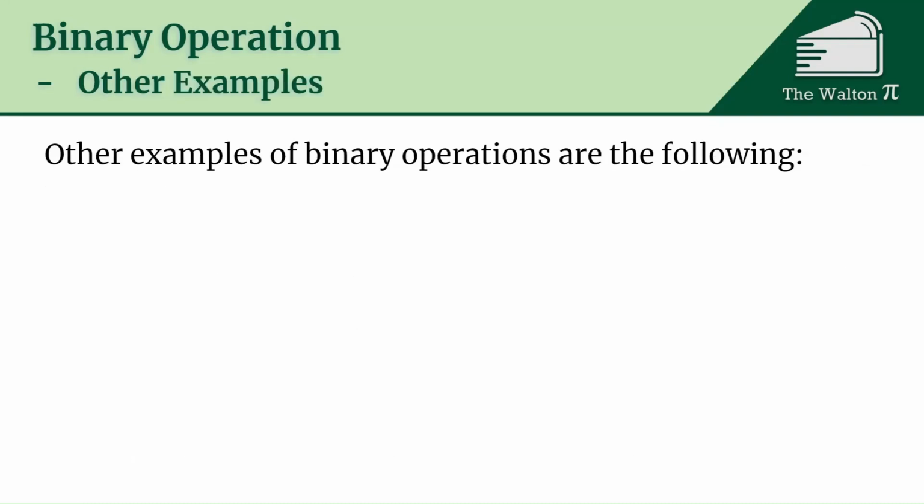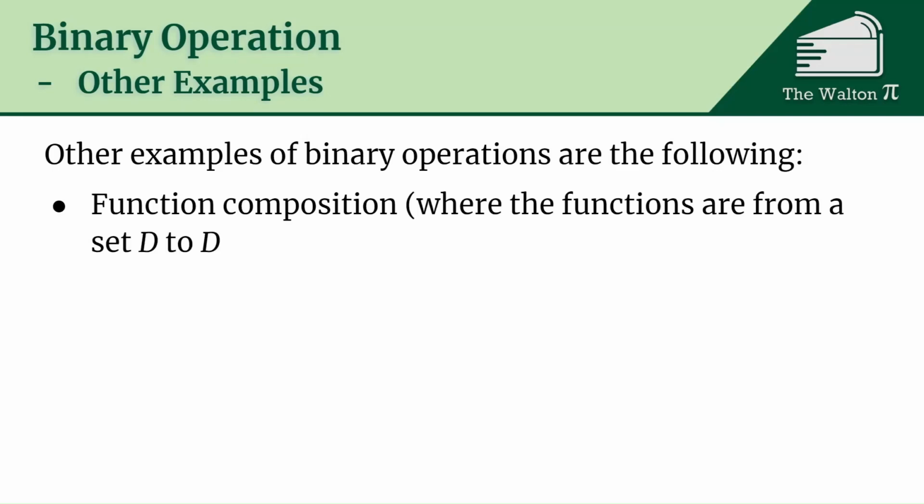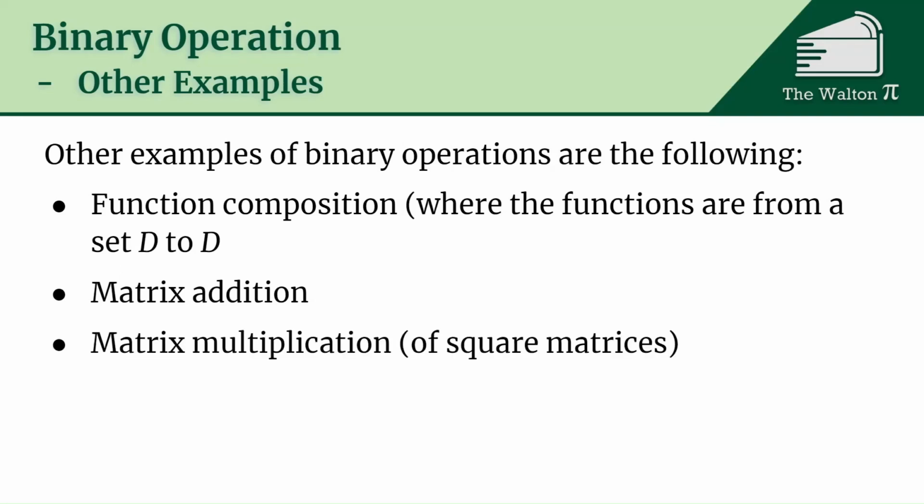Let's talk about some other examples of binary operations. We have function composition. This doesn't deal with numbers. If we have a function from D to D, then composing those functions is an example of a binary operation. Matrix addition. We can add things that aren't numbers, for example, matrices. We can do matrix multiplication as long as all the matrices are square. If they're not square, then we're not dealing with the same set, because you need square matrices from the same set to be able to multiply.